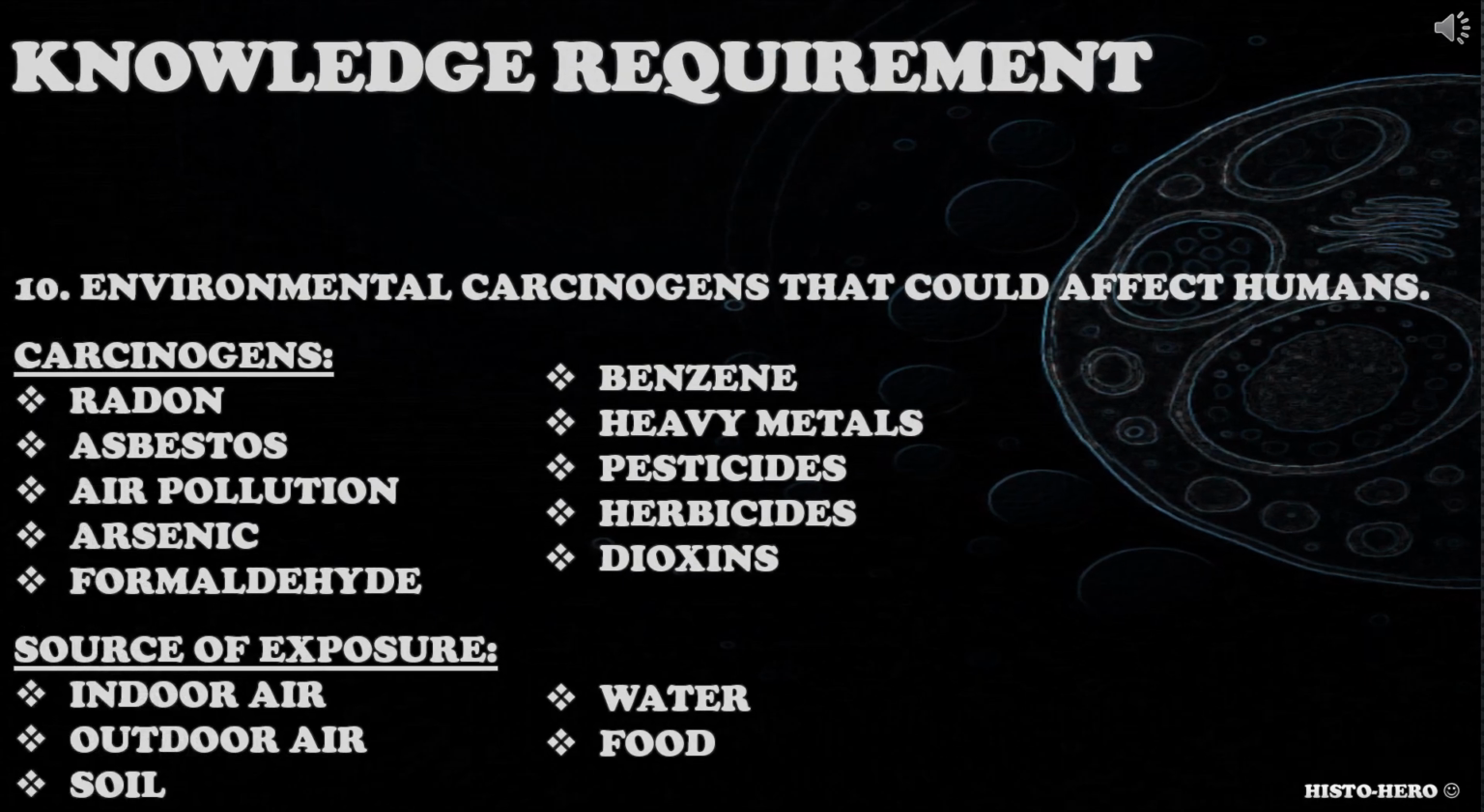The 10th knowledge requirement is environmental carcinogens that could affect humans. Candidate needs to have the knowledge and understanding about environmental carcinogens. You could ask the candidate to explain what are environmental carcinogens and how they can affect human health, to give examples of environmental carcinogens, to list sources of environmental carcinogens.